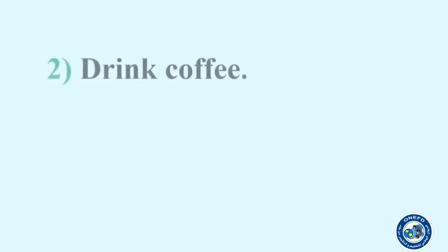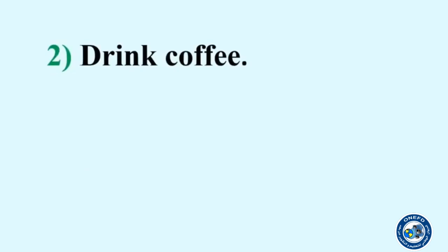Let's take another example. Drink coffee. Do you think drinking coffee is good? Is it healthy? Of course no. Drinking coffee may cause stomach ache. So, drinking coffee is unhealthy. Drink coffee is affirmative form. It starts with a verb plus the object. Drink is a verb. Coffee is object.